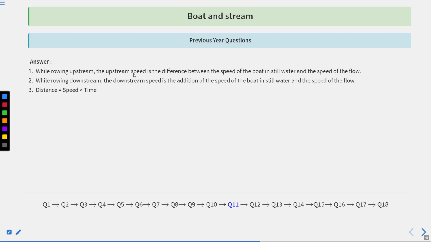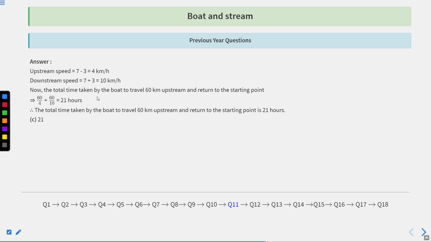While rowing upstream, the upstream speed is the difference between the speed of the boat in still water and the speed of the flow. While rowing downstream, the downstream speed is the addition of the speed of the boat in still water and the speed of the flow. So distance is equal to speed times time. So upstream speed equals 7 minus 3 equals 4 km per hour. Downstream speed equals 7 plus 3 equals 10 km per hour.